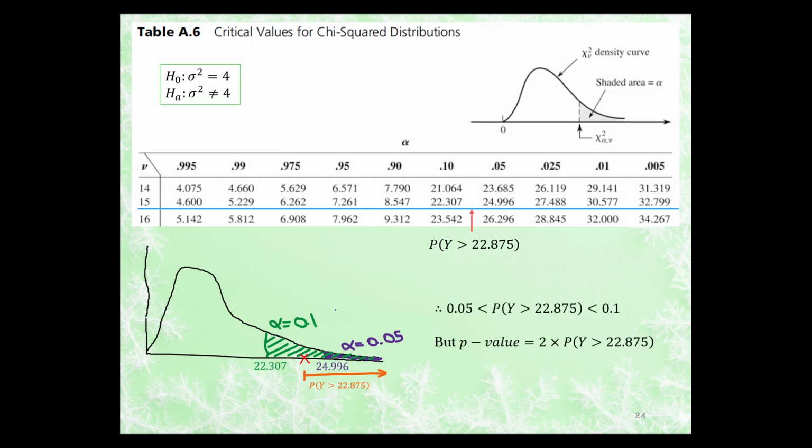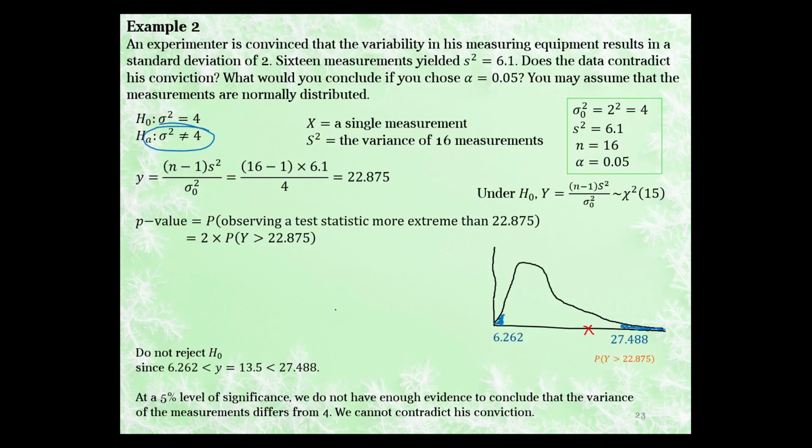But our p-value is not the probability because we are dealing with a two-sided test. So for a two-sided test, we need to take the area in the tail end and multiply that by 2, and that tells us that our p-value will be between 0.1 and 0.2. If we go back to our sketch or our test procedure from before, you can see that from this table, we're getting our p-value as a value between 0.2 and 0.1, 0.1 being the smaller one.